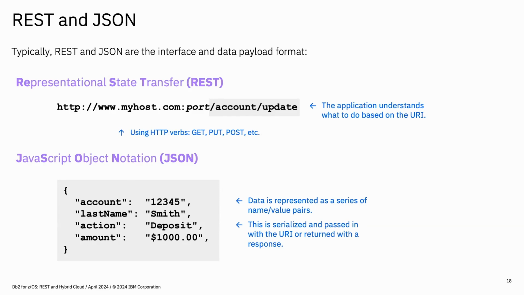Straight transfer, this particular format. So that's what the application will read and then understand what you are looking for. What do you want to do here? And then JSON is going to be this JavaScript Object Notation. That is what the data is returned in. So this is this name-value pair format that we're seeing here. So we are looking at account number 12345. In this example, we're depositing $1,000 into Smith's account. So we'll be updating that account.